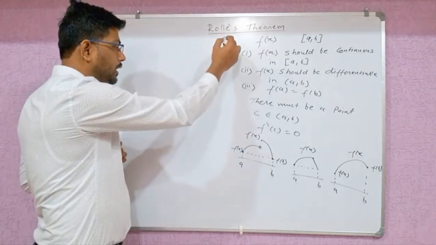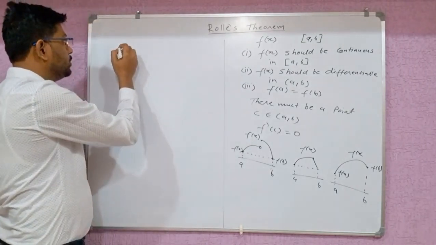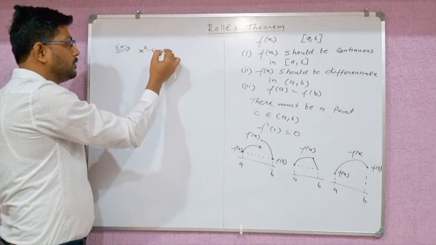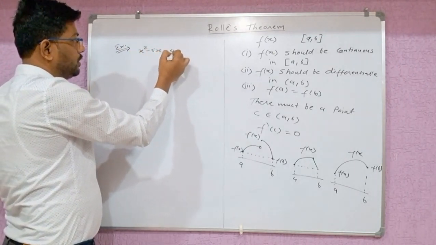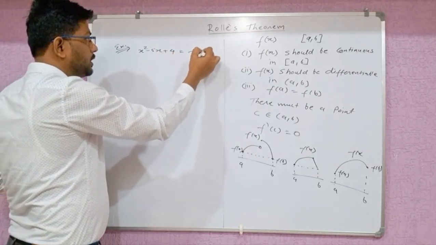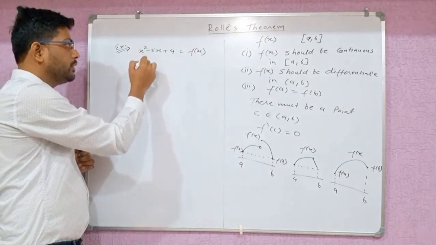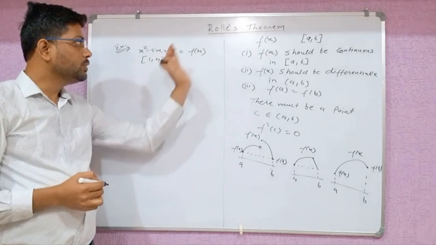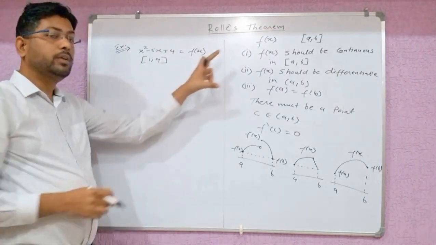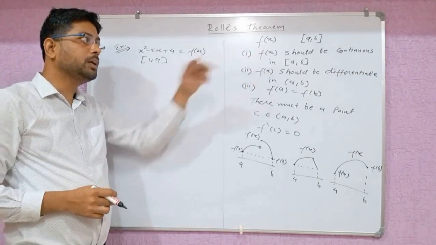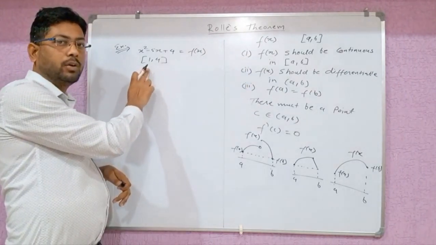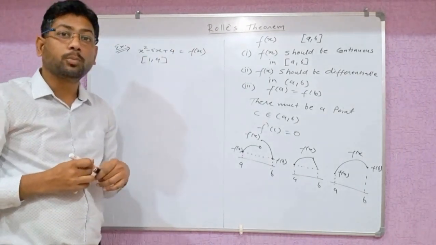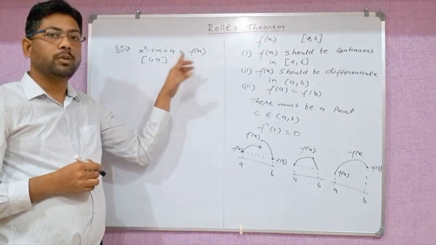Now for that, let's take one example. x square minus 5x plus 4. Let's suppose this is the function f(x) we have been given, and the interval given is 1 to 4. So we'll apply Rolle's theorem here. First of all, we'll check these three conditions. The first condition is f(x) should be continuous in this interval a to b, or here in this case 1 to 4. This f(x) is a polynomial function and we know all polynomials are continuous. So this f(x) will be continuous here.